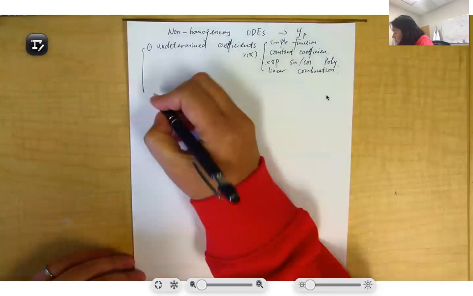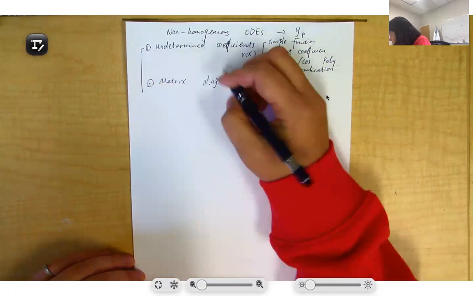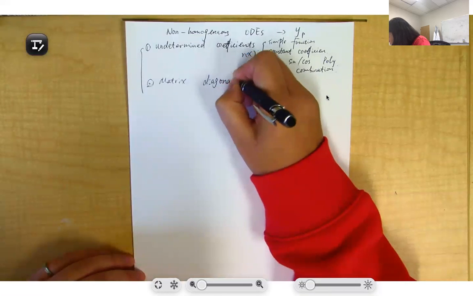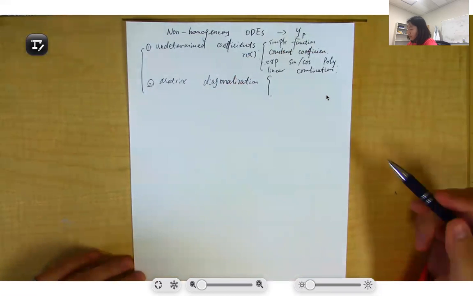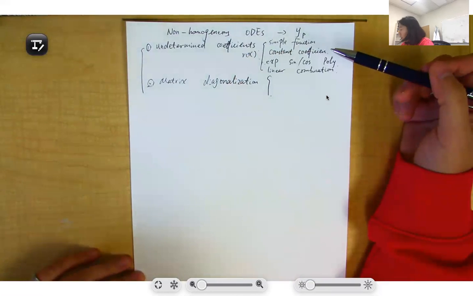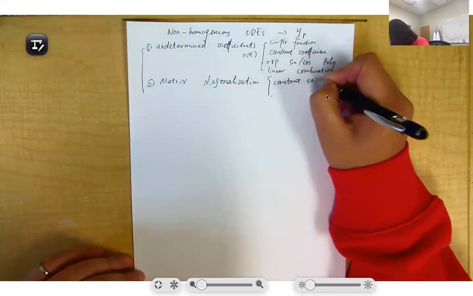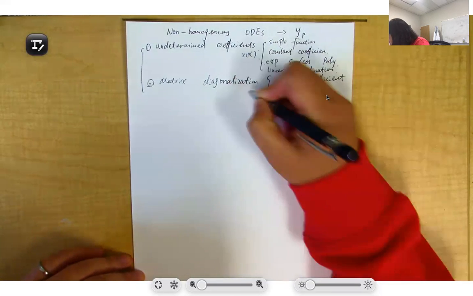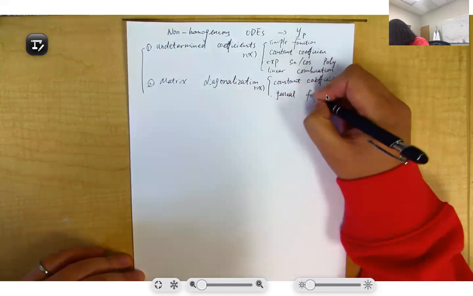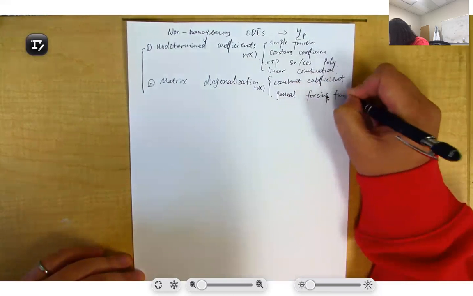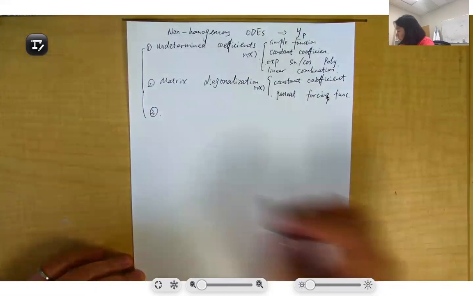And if the forcing function satisfies all these conditions, then we can use undetermined coefficient to try to find the particular solution. The second is called matrix diagonalization. Here, it is more generalized compared to undetermined coefficient: it has to be constant coefficient, but the forcing function can be any general function. Okay. Then the third one is variation of parameters.